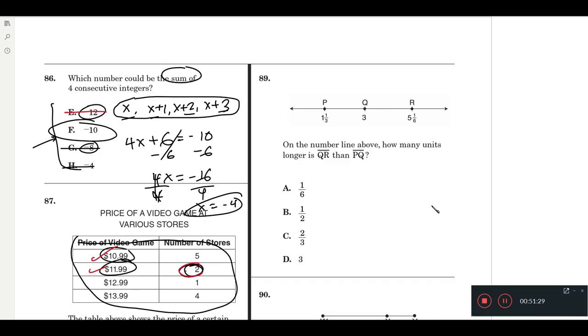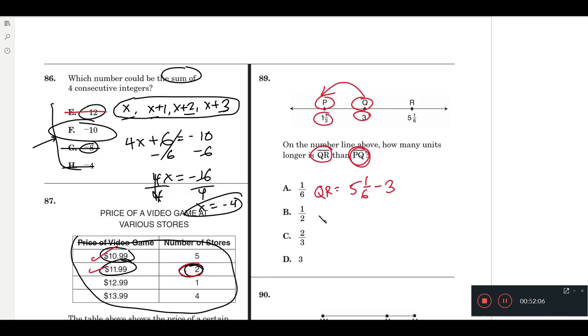It says on the number line above, how many units longer is QR than PQ? So let's find QR. How do we find it? Whatever is on the right side, subtract it from the left. So QR is equal to 5 and 1/6 minus 3. And how do we find PQ then? You do 3 minus 1 and 1/3. Whatever is on the right side, we subtract the one on the left. The right side one is bigger, so you can say bigger minus the smaller.